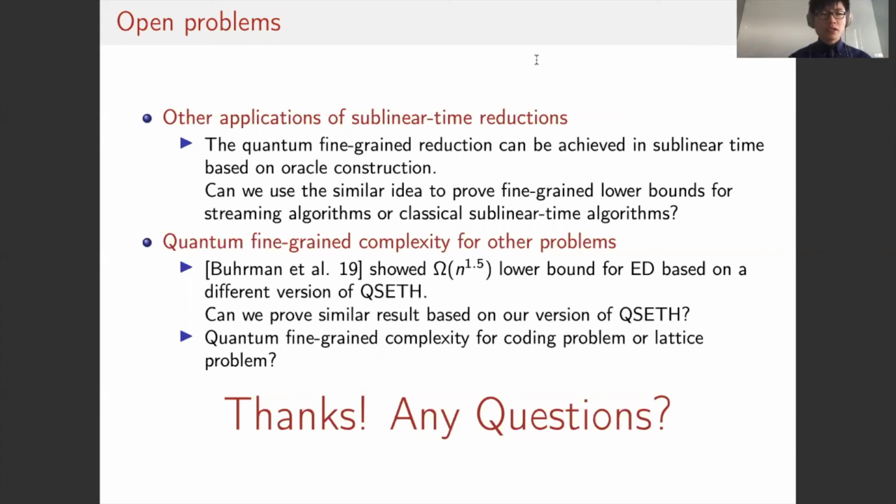The other open problem is, can we show quantum fine-grained complexity for other problems? Notice that Buhrman et al. showed an omega n to the 1.5 lower bound for edit distance based on a different version of QSETH. Can we prove similar results based on our version of QSETH? Also, can we show quantum fine-grained complexity for coding problems or lattice problems, like the quantum fine-grained lower bound for CVP or SVP?